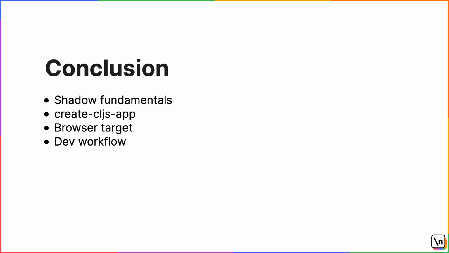In conclusion, we ran our first application and understood Shadow's fundamental APIs. We learned about automating the bootstrap process using create-shadow-cljs-app and studied Shadow's browser target. We also saw an auto-generated React application built using Reagent and established a dev workflow to tie everything together.